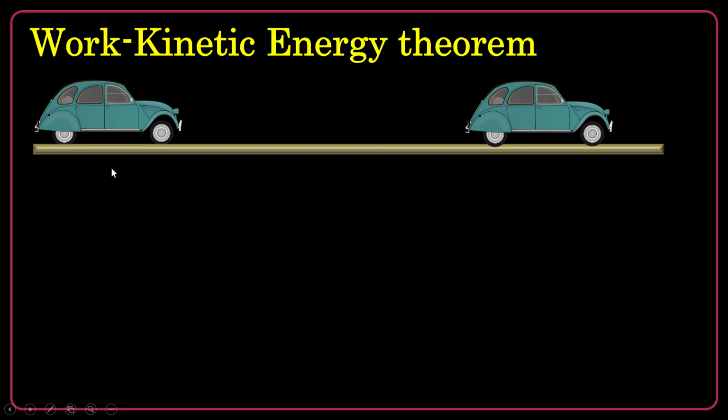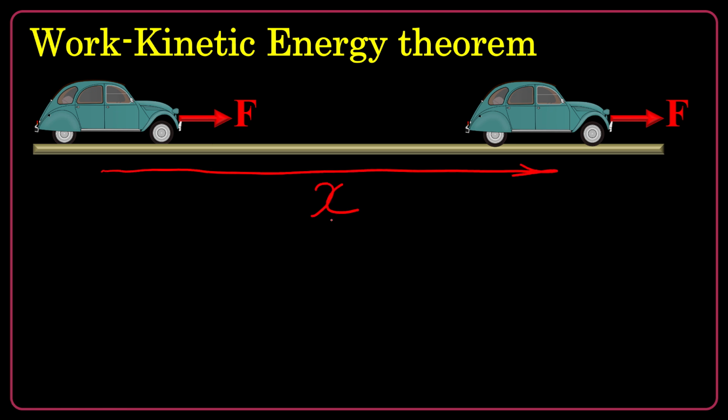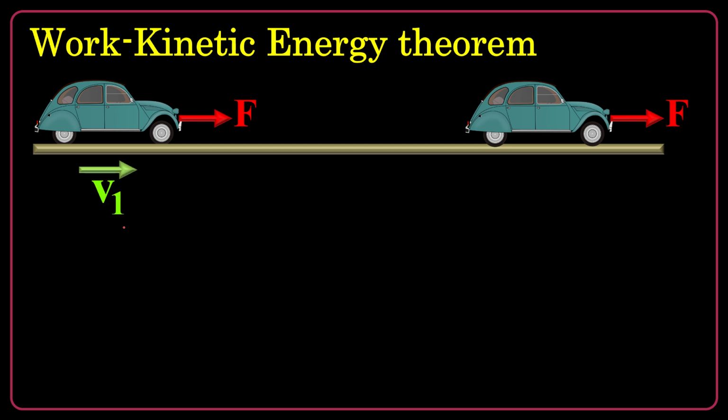I have a car acted on by a net force of F. This is not the forward force, but it's the net force in charge of accelerating the car. And the car accelerates along a journey of length x. Let's say the force is constant. Anyway, I can suppose that the car starts at a velocity of v1. At the end of the journey, it ends at a velocity of v2.